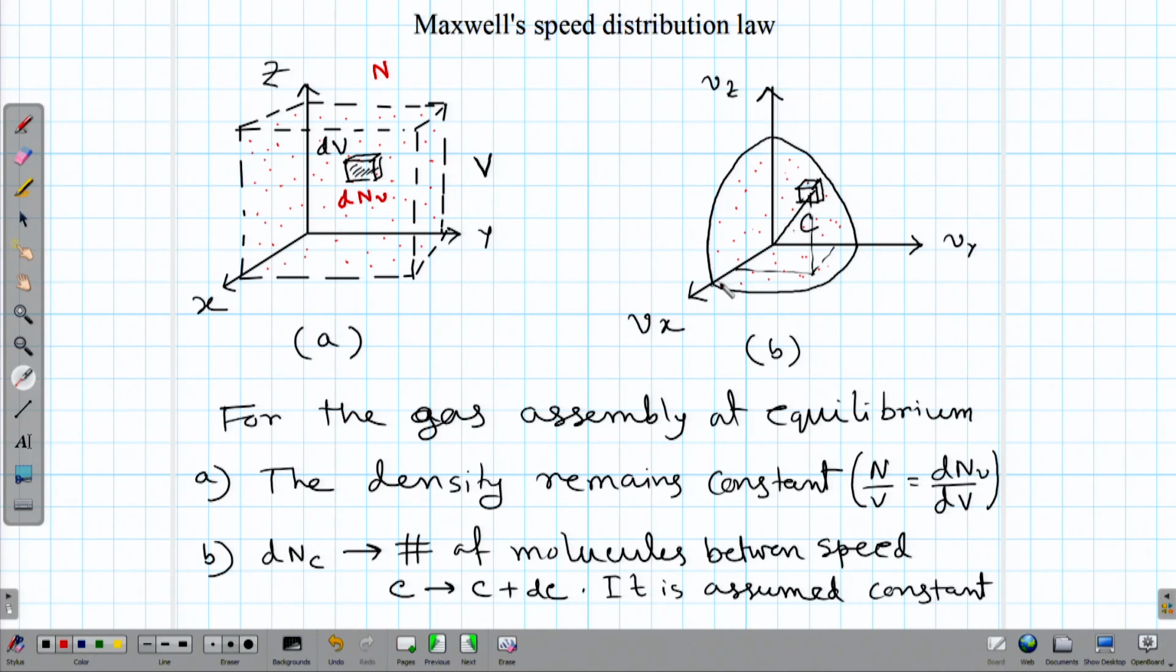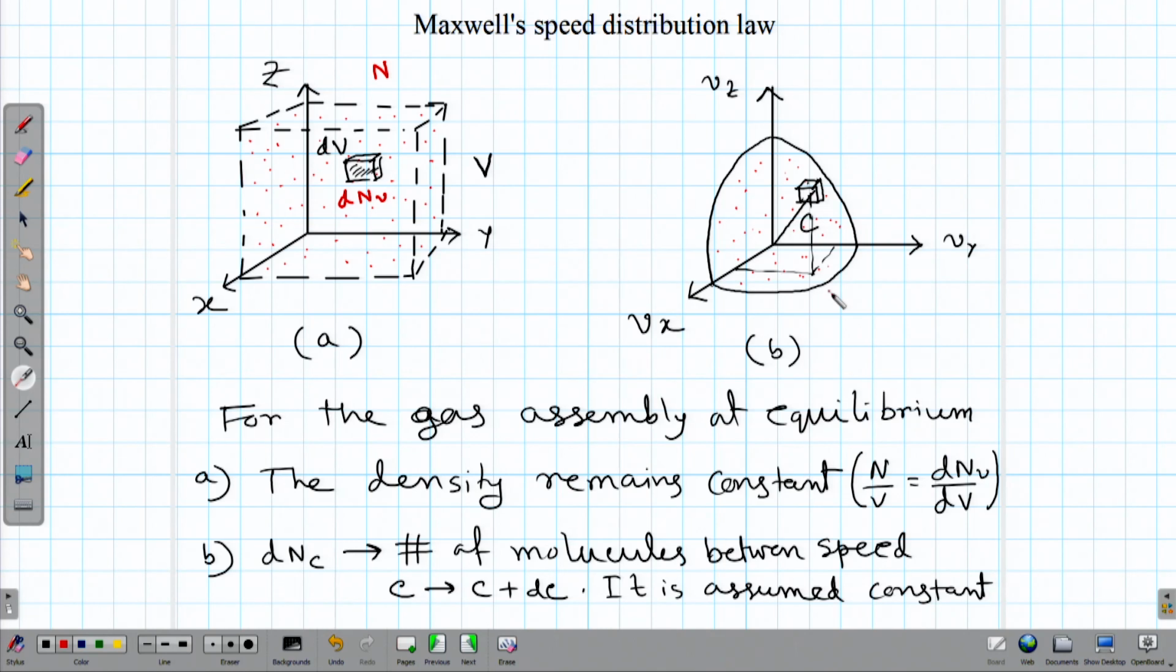I have just drawn 1/8 of the total space, and please remember that velocity could be in any direction. So, we can have velocity components in all these 8 octants of this coordinate system. So, I hope you understand. Each part of this coordinate system will contain some of these molecules, because it is a velocity space. Velocity is a vector. We have just drawn the positive part of Vx, Vy and Vz.